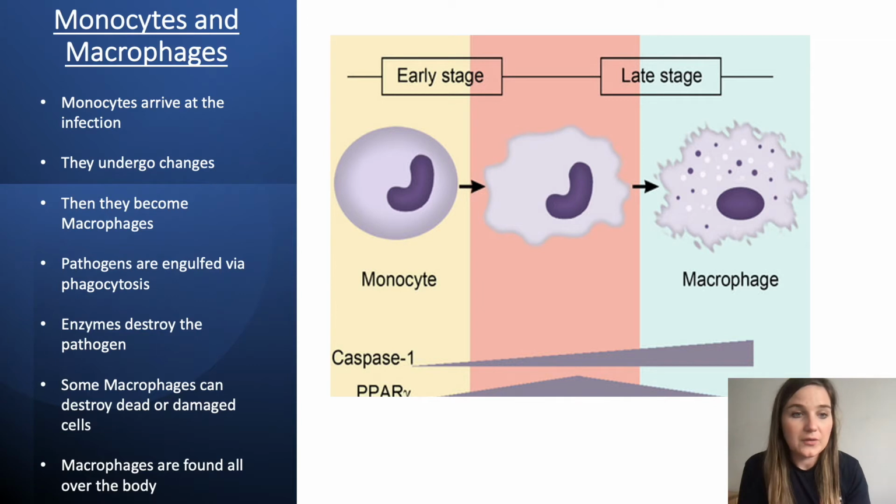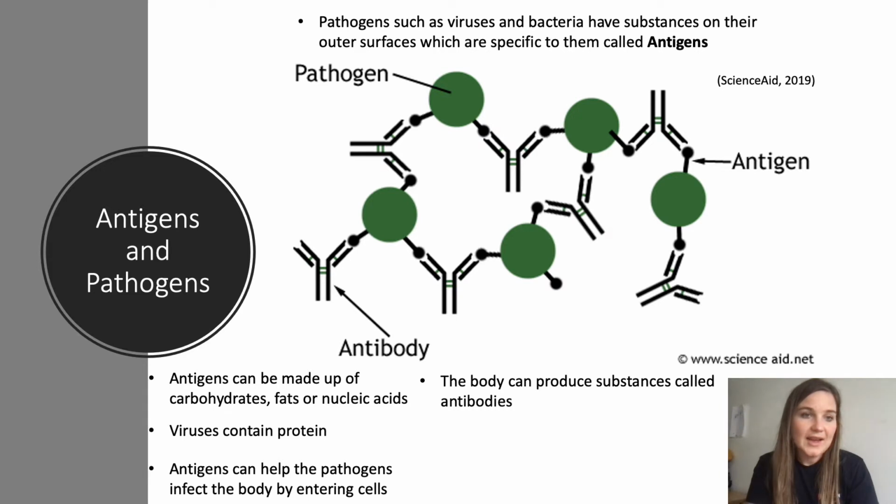Pathogens are engulfed via phagocytosis, enzymes destroy the pathogen, some macrophages can destroy dead or damaged cells, and macrophages are found all over the body. So let's take a look at antigens and pathogens.